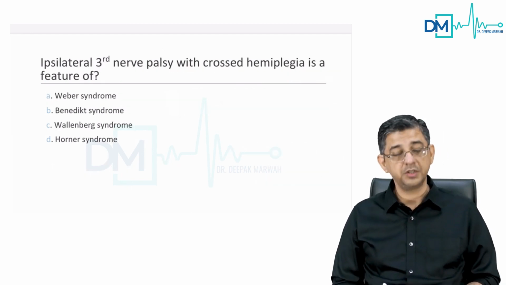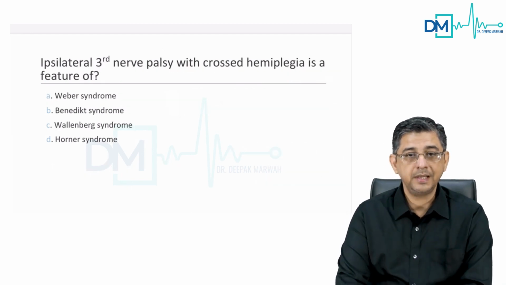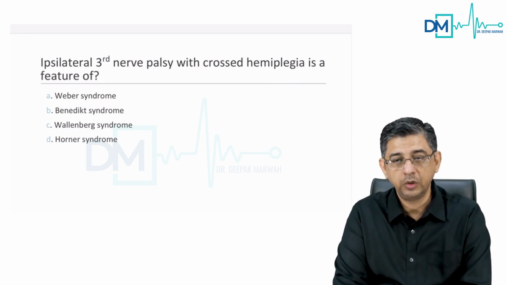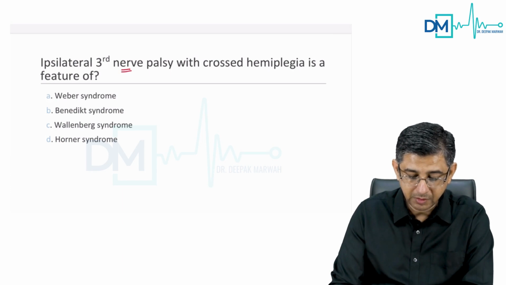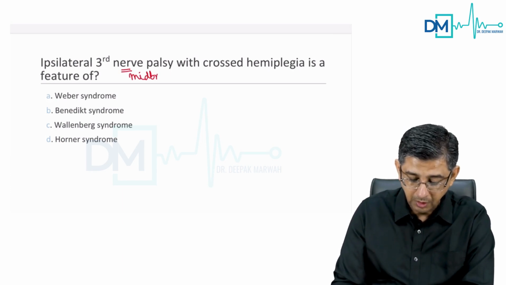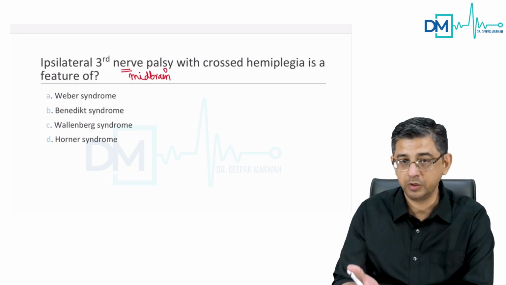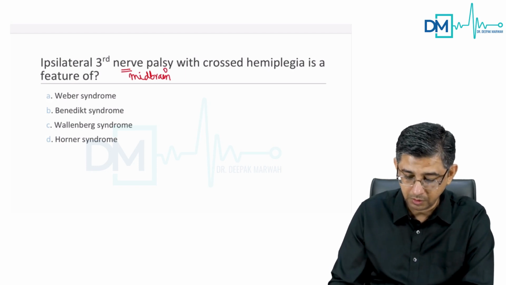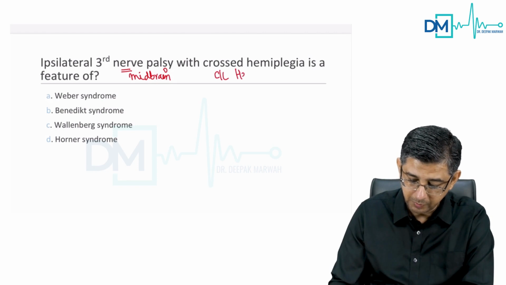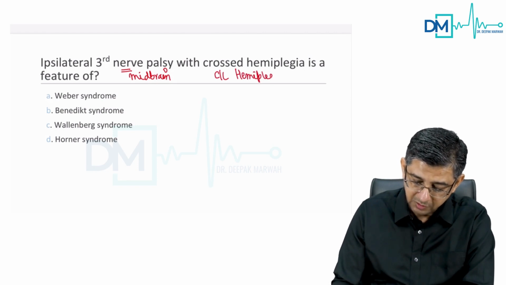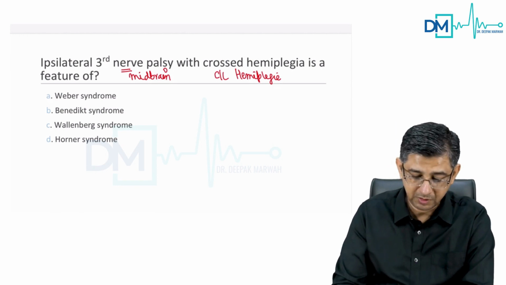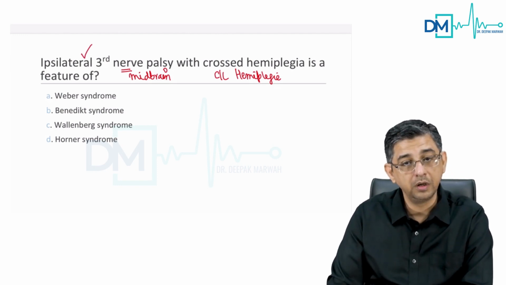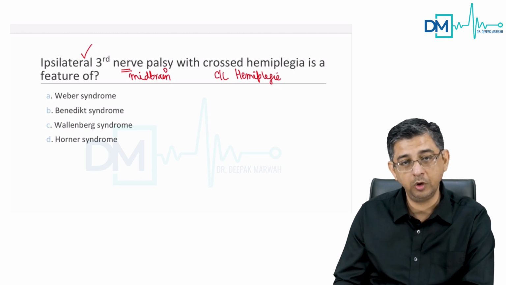Moving ahead in our discussion. Coming to the next question, it says ipsilateral third nerve palsy with crossed hemiplegia is a feature of. The moment you read the words third nerve palsy, it should click to you that the damage is in the midbrain of the patient. And at the same time, because the third nerve originates from the midbrain, crossed hemiplegia simply means contralateral hemiplegia. You will always notice that in patients who are having a brainstem stroke, whichever side the cranial nerve gets involved, the hemiplegia will always be opposite of that only.